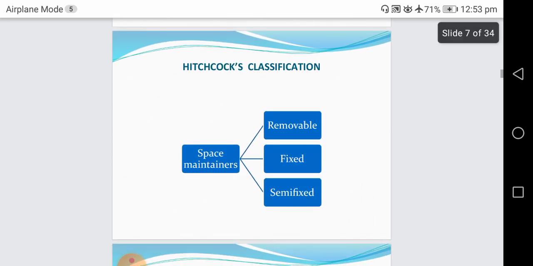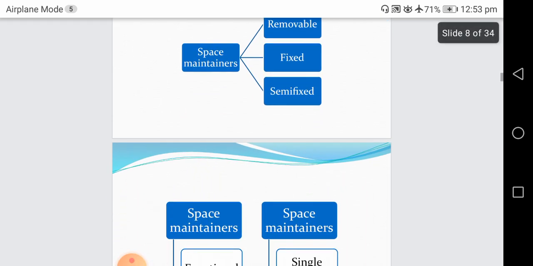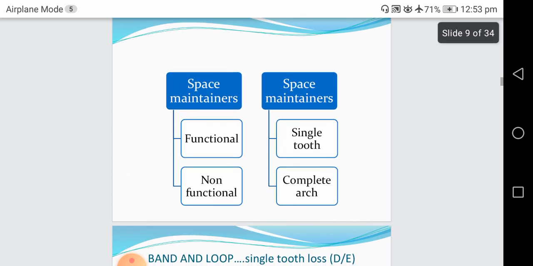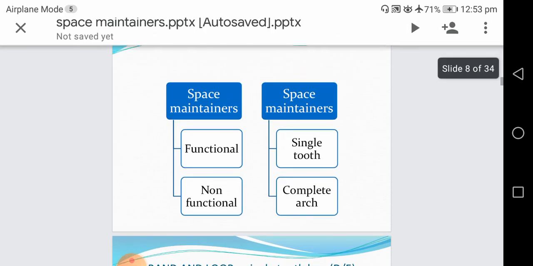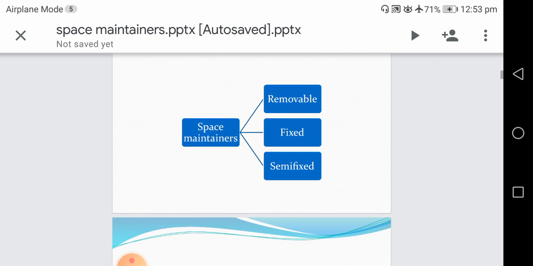Now, how do we classify space maintainers? According to Hitchcock's classification, space maintainers can be classified as removable, fixed and semi-fixed. Another classification is functional and non-functional. In the removable space maintainers, it is known as a removable space maintainer only. It looks like an RPD. We have an acrylic plate and a tooth attached.